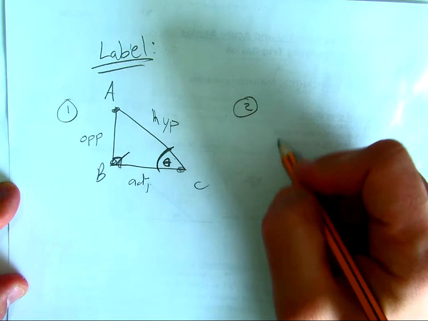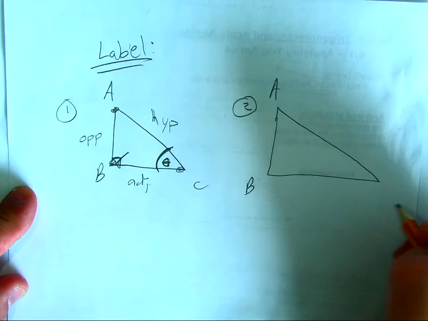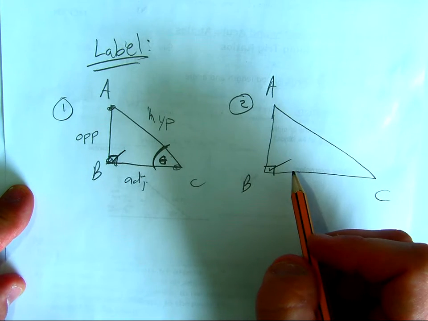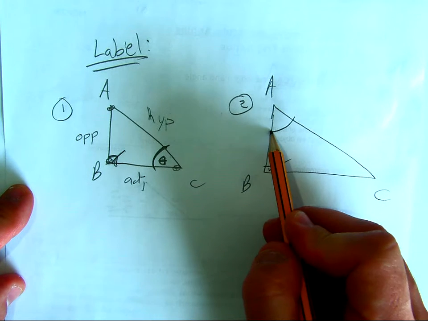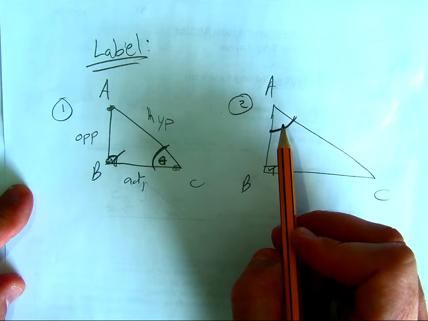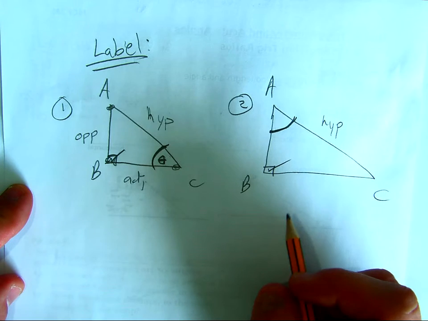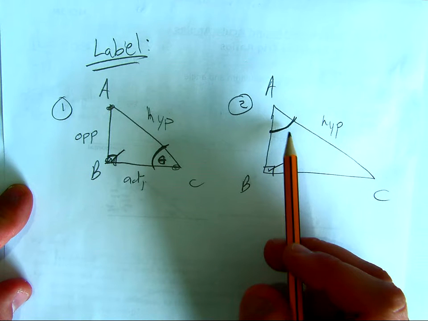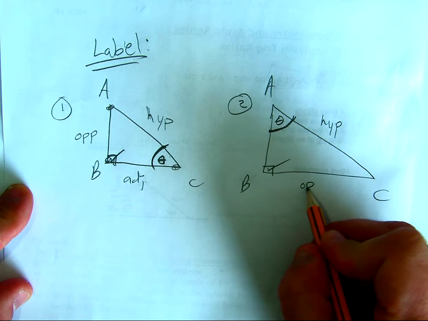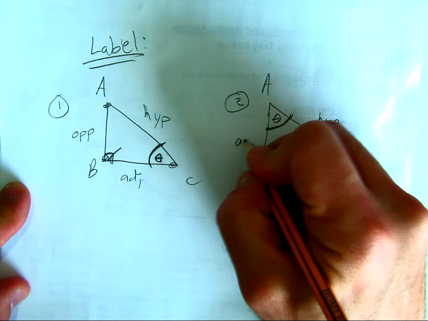Now, if I drew the exact same triangle ABC, and this was 90 degrees, and 90 degrees allows me to use SOHCAHTOA, however, I want to label the triangle according to angle A. Again, the hypotenuse is always across from 90. However, if this is my theta, the opposite side is over here. This is opposite that angle. That means this would be the adjacent.